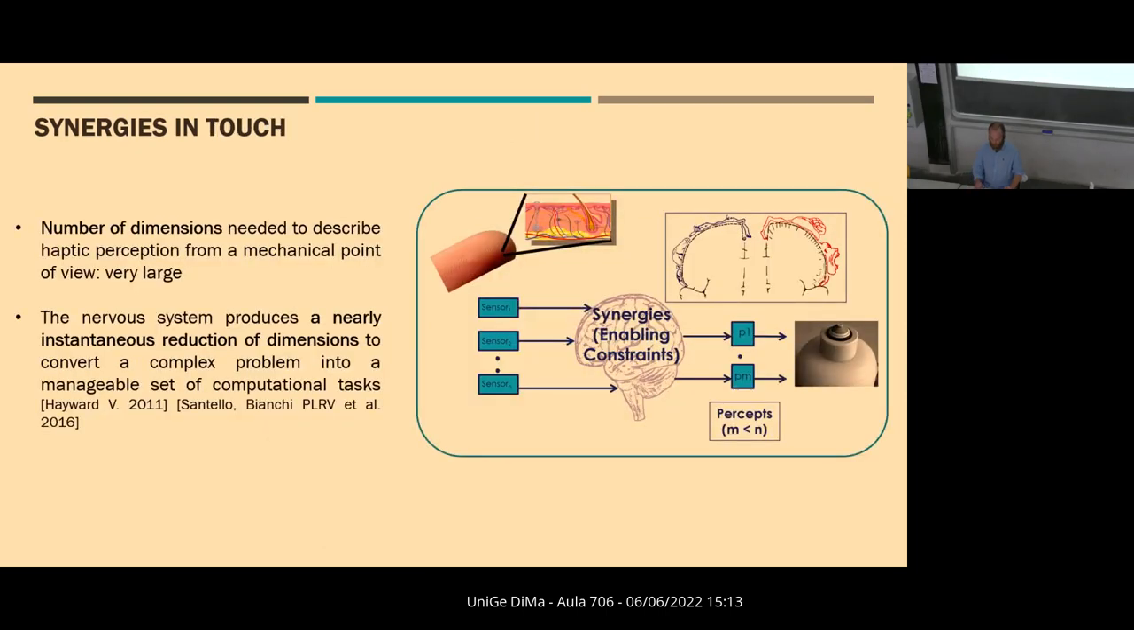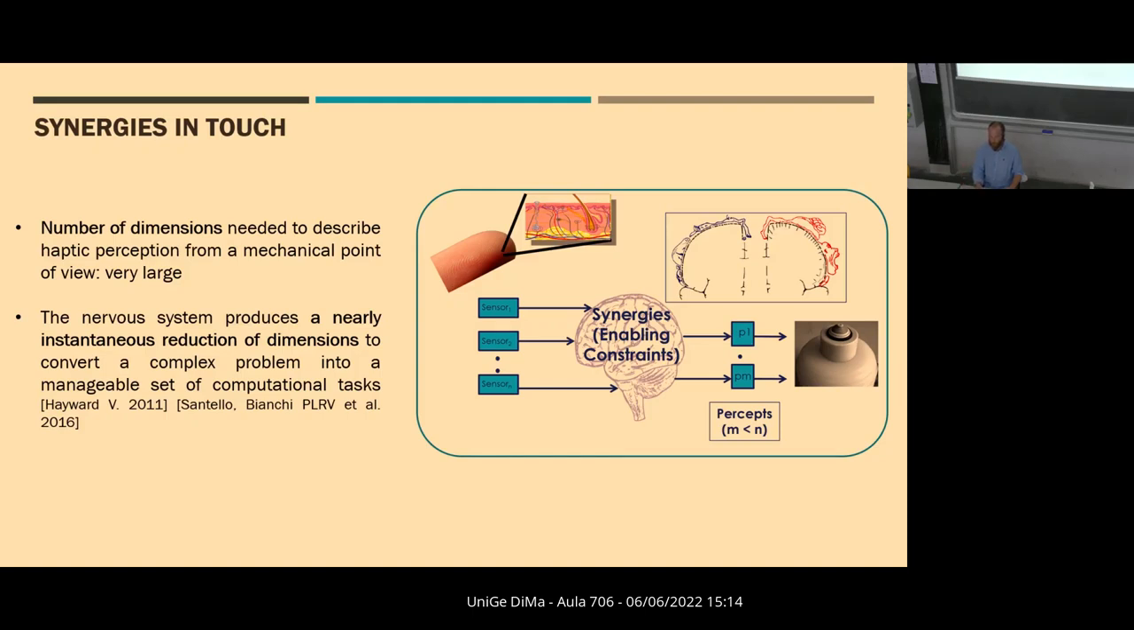And also in touch, we can observe this kind of synergies. Indeed, there is a well-known work by Vincent Hayward, where the author tried to identify the dimensions needed to describe haptic perception from a mechanical point of view. And of course, this number of dimensions is very large. But our perception occurs in a low-dimensional space, so in a three or four-dimensional space. So our nervous system can reduce the abundance of this tactile information to produce a manageable representation.